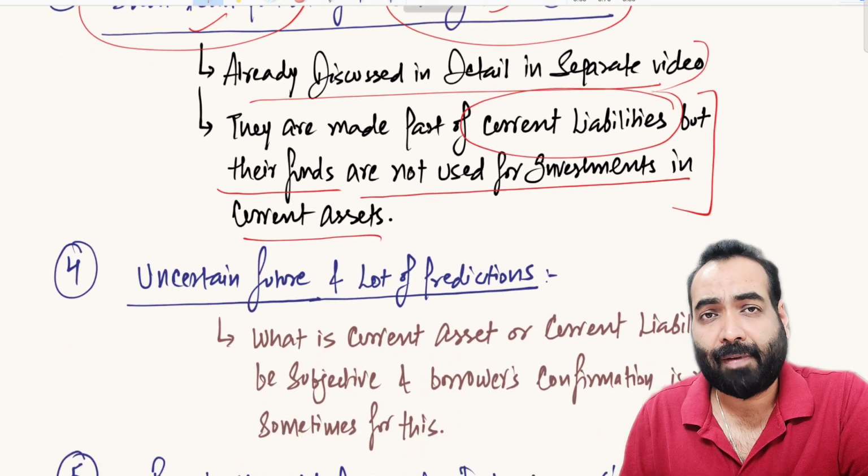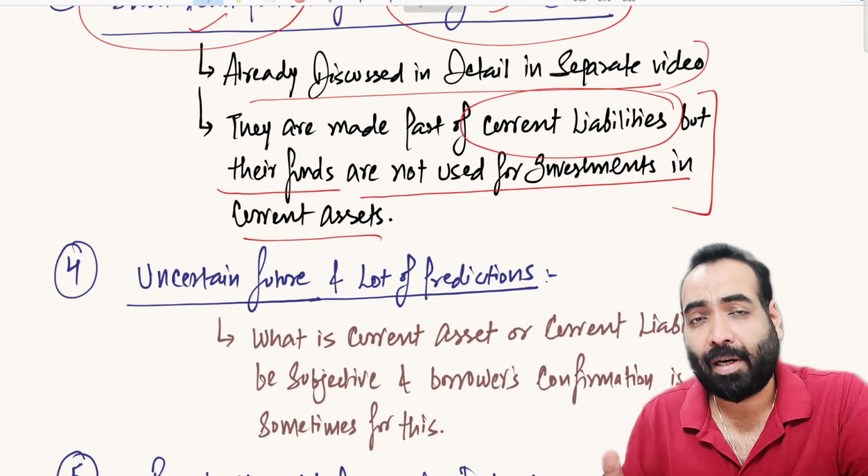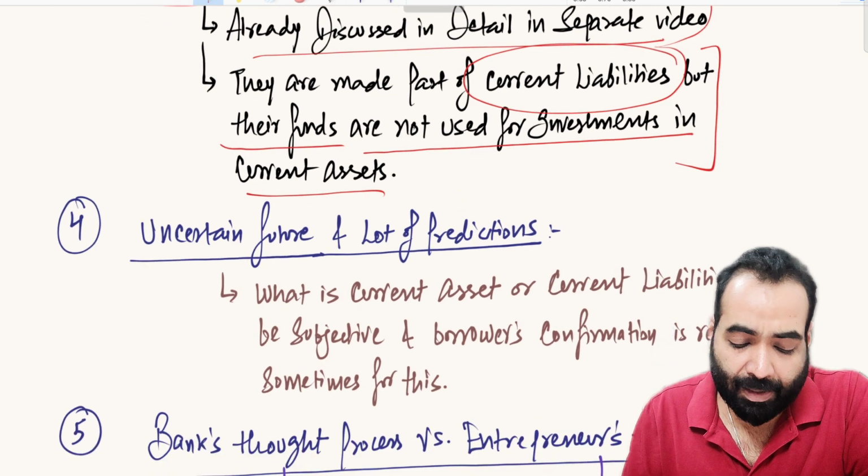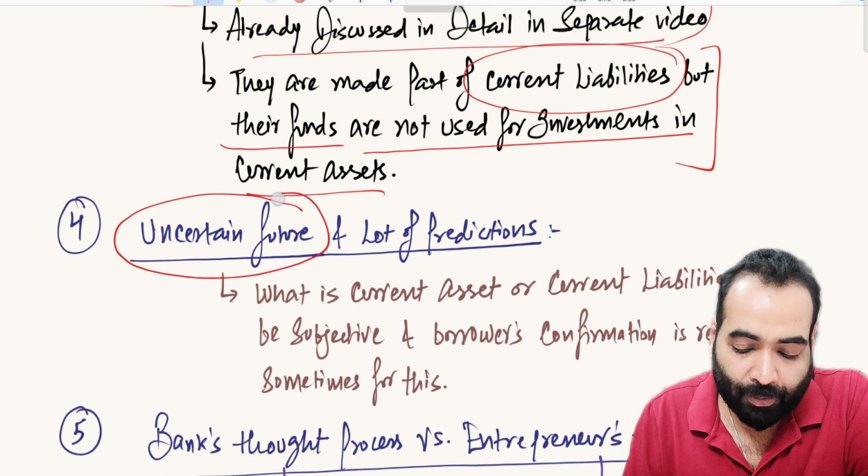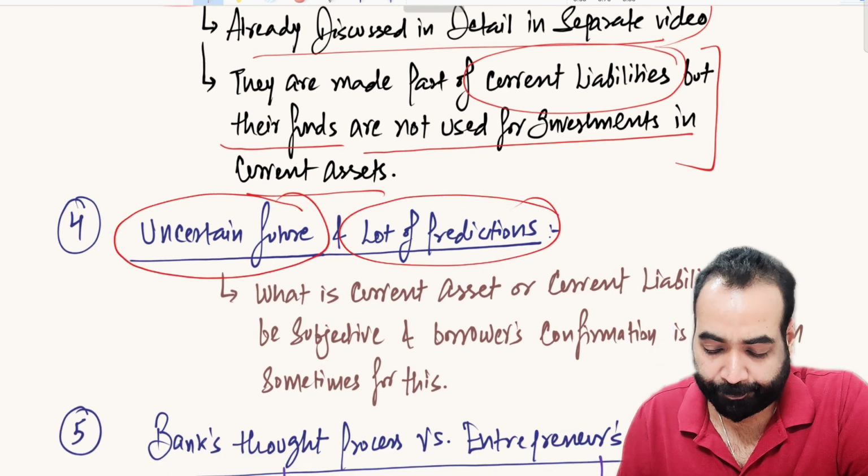The fourth disadvantage of MPBF or current ratio or NWC is of uncertain future and lot of predictions.